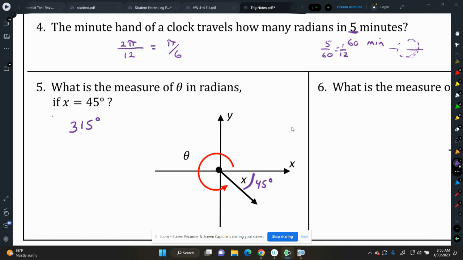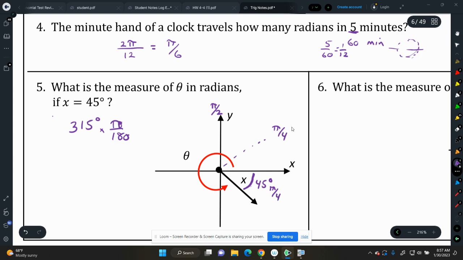Now there's a couple ways of doing this. I don't want to multiply 315 times pi over 180. It's too much work. Because I can easily tell you what 45 degrees is. We know that 90 degrees in radians is pi over 2. So what's 45 degrees? Pi over 4. Okay. So I know that this is pi over 4.